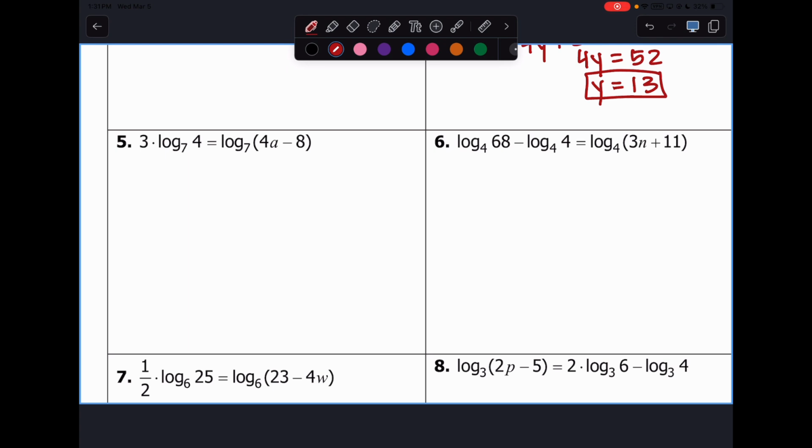What do you do? There's a property. 7. No. Oh, 3. What do you do with the 3? It becomes the exponent to the 4. Why would you move it to the 4? That's the property of powers for logs.